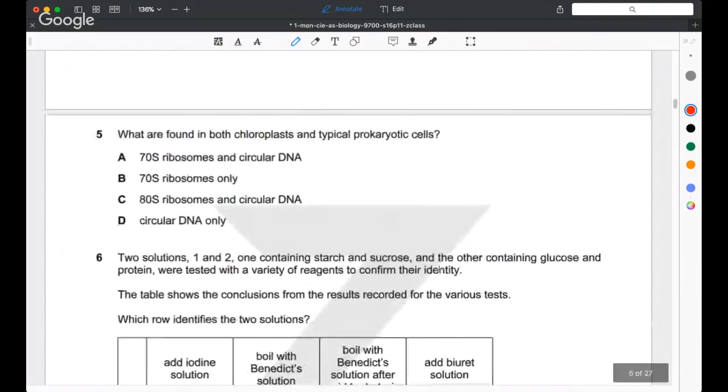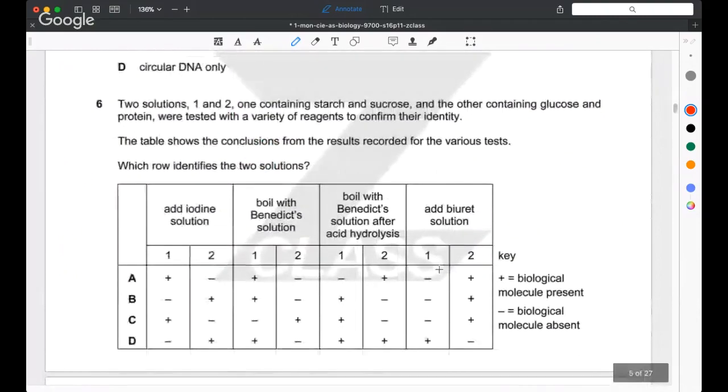Okay, let's run down to this question here. And you've got some tests here for biological molecules. And you're given 2 solutions. Solution 1 contains starch and sucrose, and the other solution contains glucose and a protein. We don't know what the protein is.